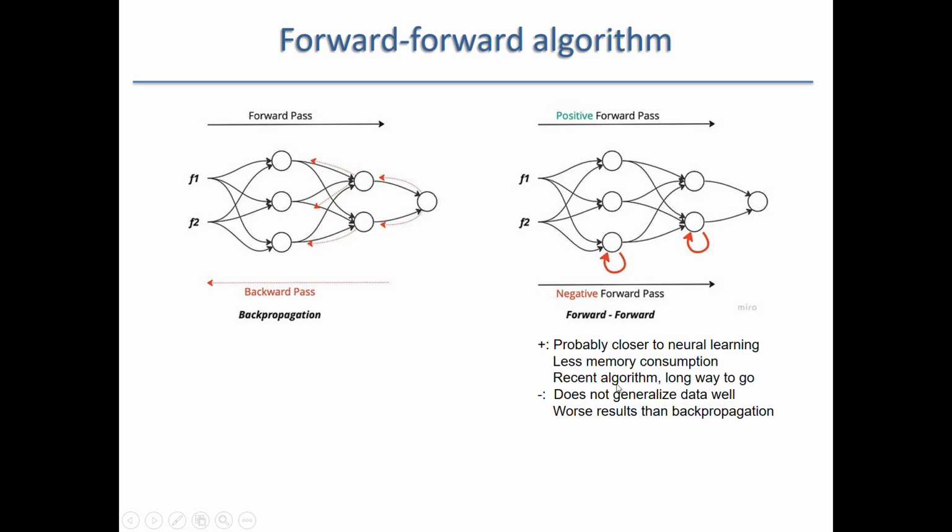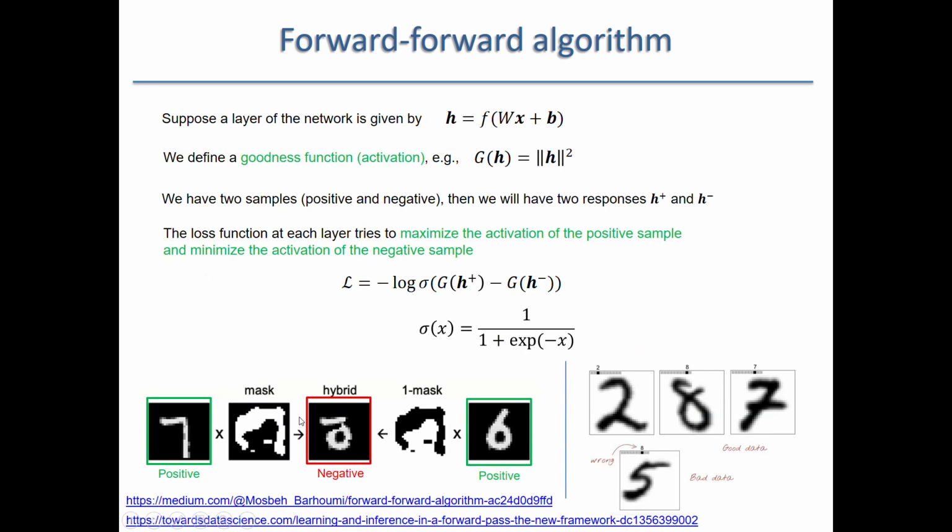It is a very recent algorithm, so it has a long way to go, and for the moment it is producing worse results than backpropagation. But I think it is interesting to have a look and see how it works. So the idea is that you have to construct positive and negative examples. So here are a couple of ways of generating that.